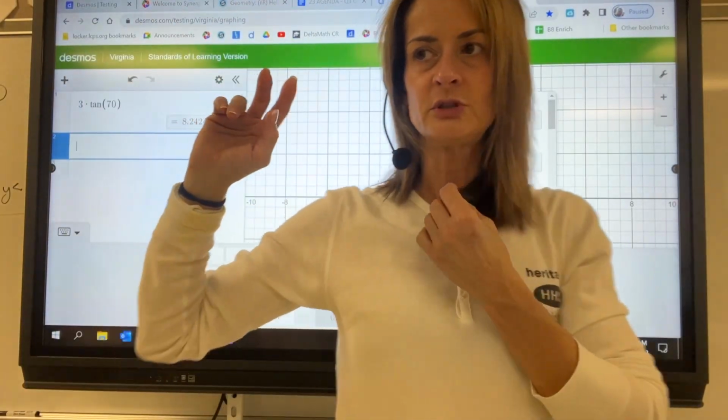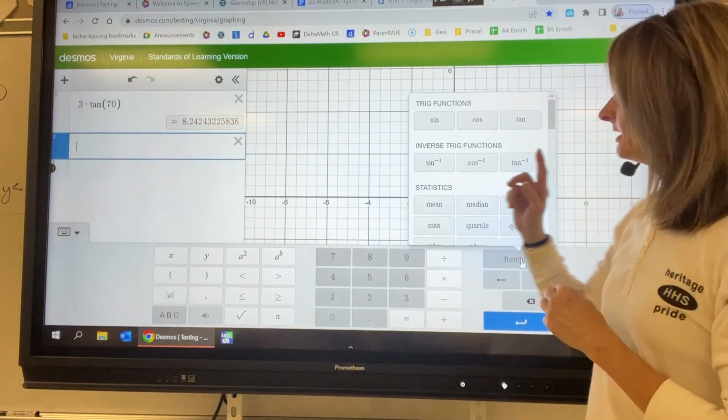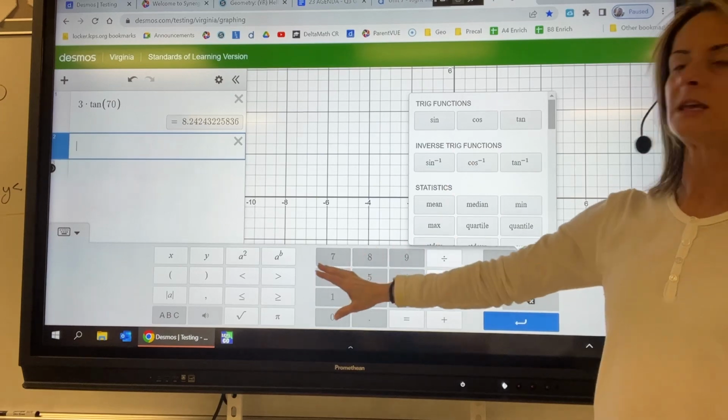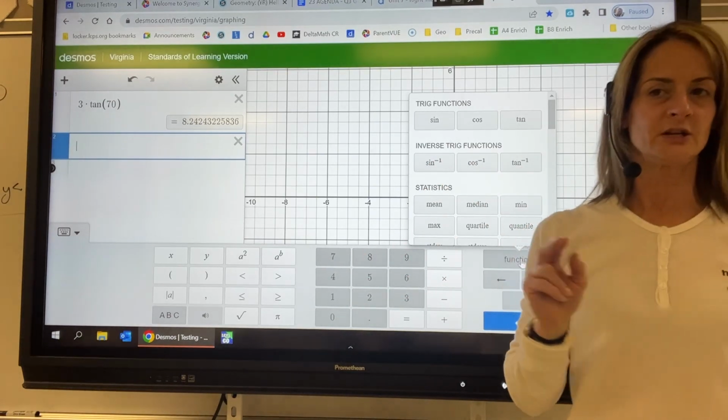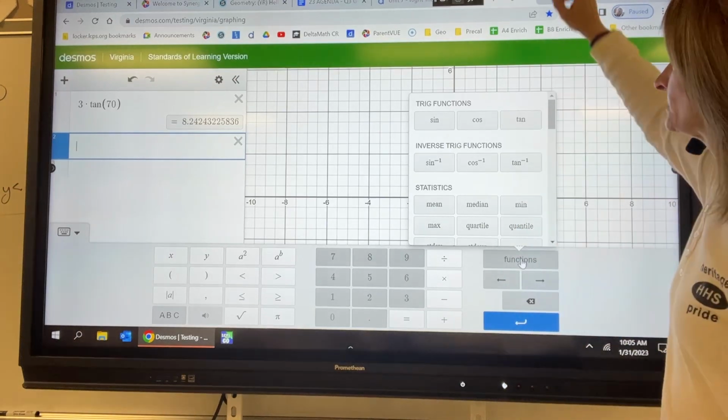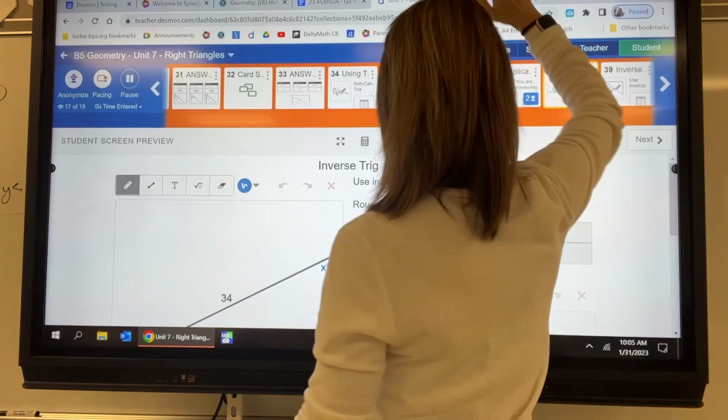Okay, so we're going to do 2 inverse trig function problems. Notice the inverse functions on the keyboard, if you click on functions, are here. Inverse sine, inverse cosine, and inverse tangent. Okay? So we go back to the problem.